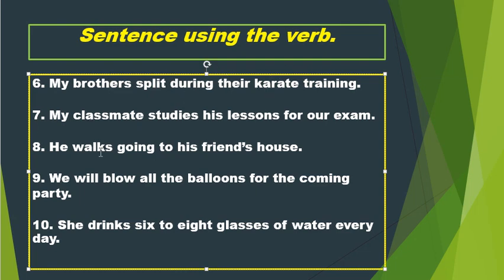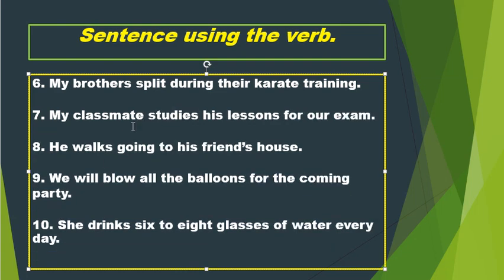Okay, next, my classmate studies his lesson for our exam. So it has the word my here. This is a possessive adjective, my. So classmate, I think this is alone. It's only one. So it's not classmates, it's classmate. So it can say another one person, classmate. So from the word here, even me, I can think that this one is one already. Why? Because it doesn't have an S.